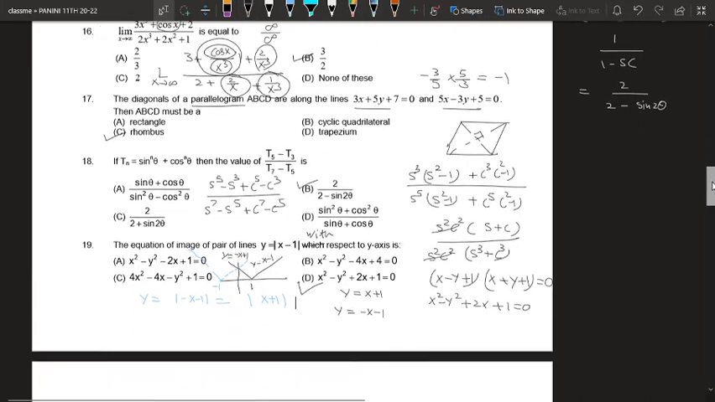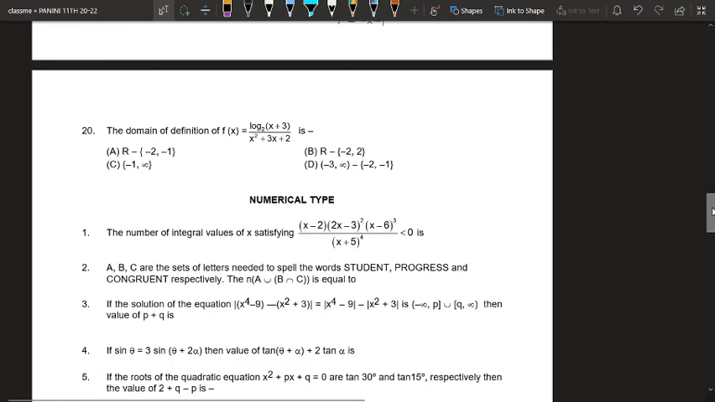Next is problem number 20. The domain of definition of this log is defined for positive values and the denominator can't be equal to 0. So if we apply both of these things, denominator, what are the factors? Yes, x plus 2, x plus 1. So x cannot be equal to minus 2 and x cannot be equal to minus 1.